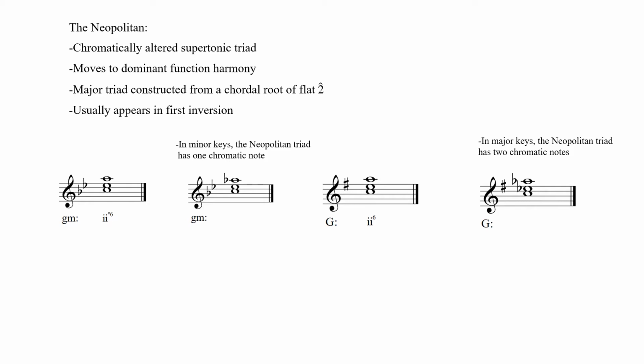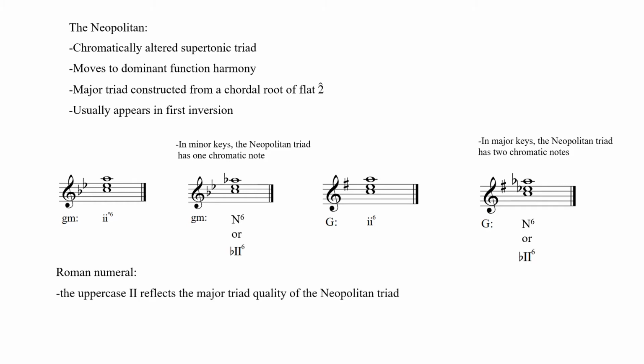So we've constructed a Neapolitan triad in first inversion, but have not indicated how to label it with the appropriate Roman numeral. There are 2 analytical conventions that describe or indicate the Neapolitan triad. One option shows the capital letter N with a 6, the N equating to the Neapolitan and the 6 referring to first inversion. The second option uses an uppercase Roman numeral 2 reflecting the major quality of the Neapolitan triad. The 6 to the right of the Roman numeral, as you might expect, refers to first inversion.